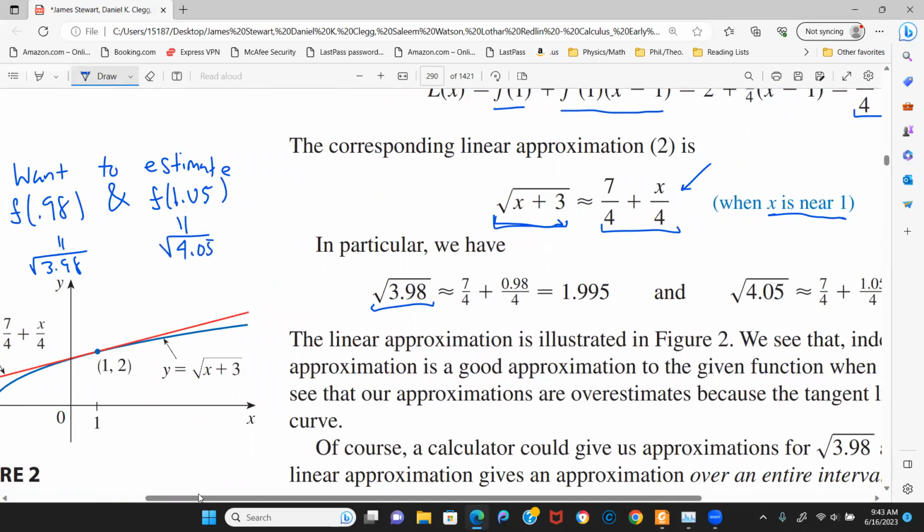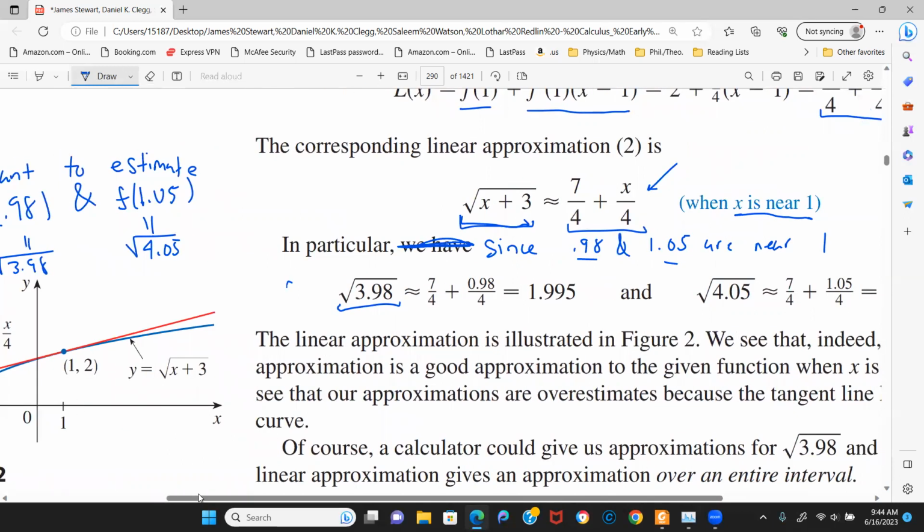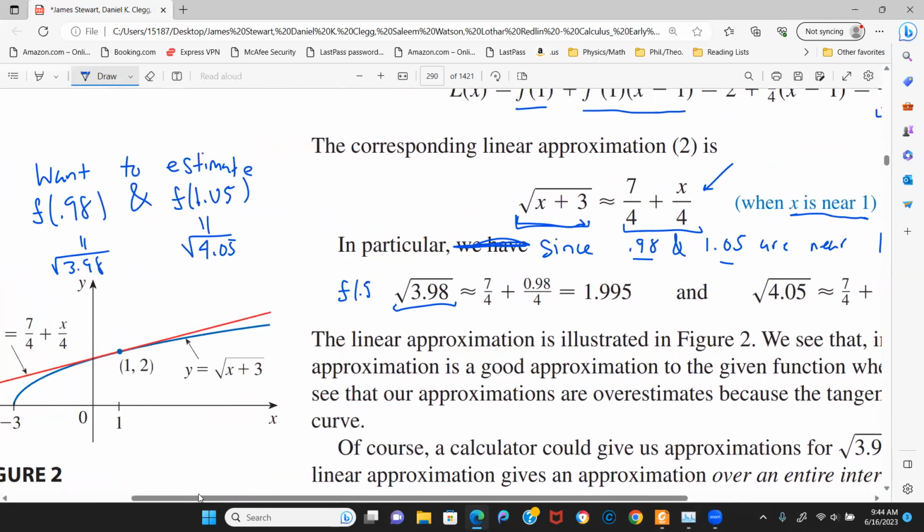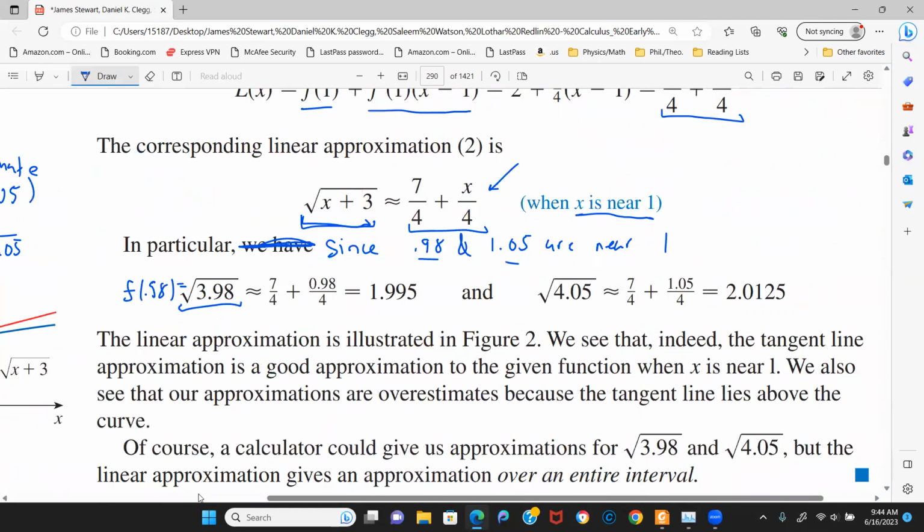In particular, we can say that since 0.98 and 1.05 are near 1, these are numbers very close to it, we can approximate f of 0.98, which is equal to this square root, and we can approximate f of 1.05, which is this square root, by plugging them into our line, because this will be very close to the actual value.